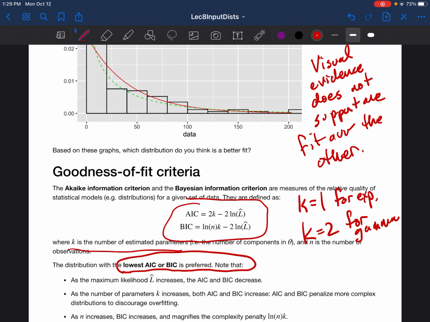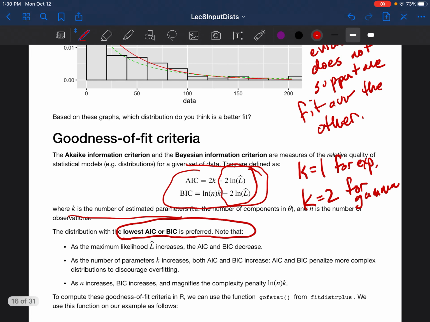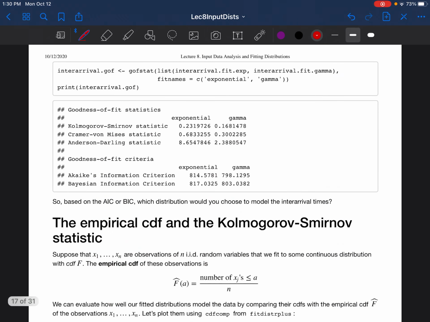You can see that as that likelihood increases, AIC and BIC both increase because we're subtracting out the log of that. And then as K, the number of parameters, increases, both AIC and BIC increase. That's reflecting the importance of complexity. And in BIC, that's actually increased even more by the number of observations. So the more observations you have, it's penalizing complexity even more. So we can use GOF stat from our fitdistrplus library to calculate this.